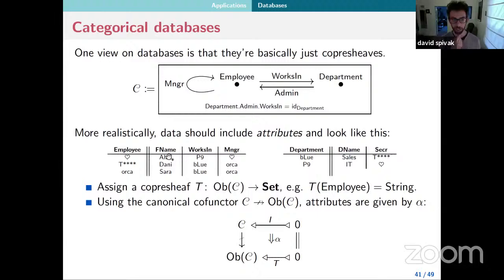And now using the canonical cofunctor from C to ob C. Now for functors, there's a functor from ob C to C, but for cofunctors, there's a functor from C to ob C because it's canonical, because this thing only has identities in it and they need to be preserved going back up. So anyway, using this canonical cofunctor and T downstairs, the attribute assignment is this alpha 2-cell here. It just says that for every row in one of these tables, I need to assign an element of the attributes there. So we're using the full structure in some sense of P, the frame by category.